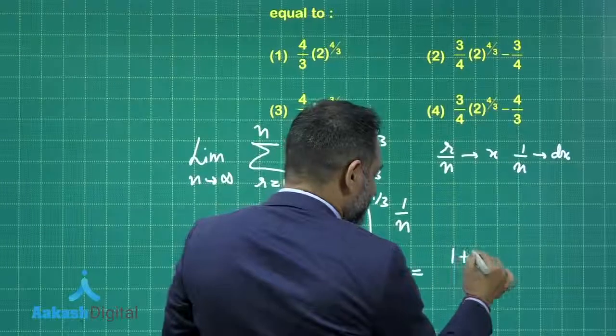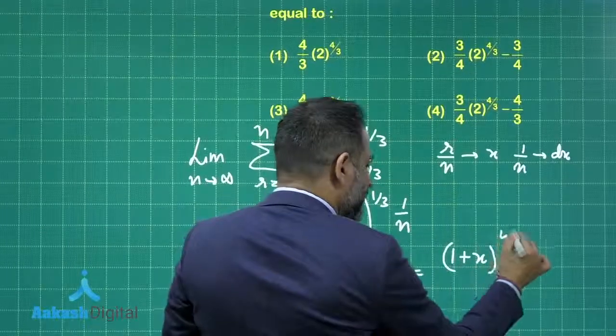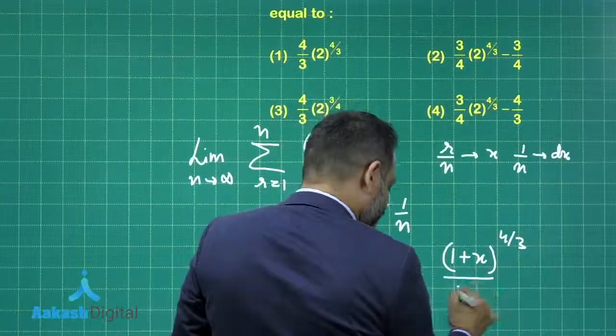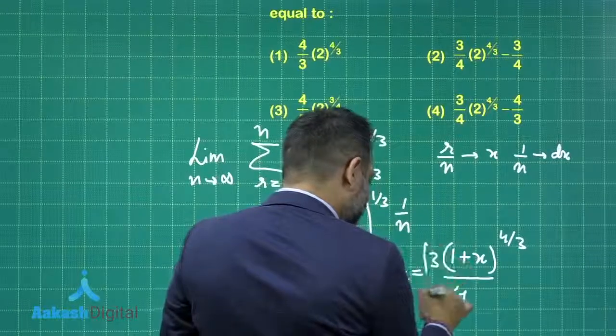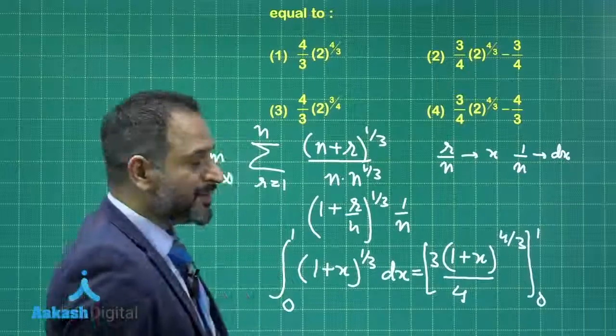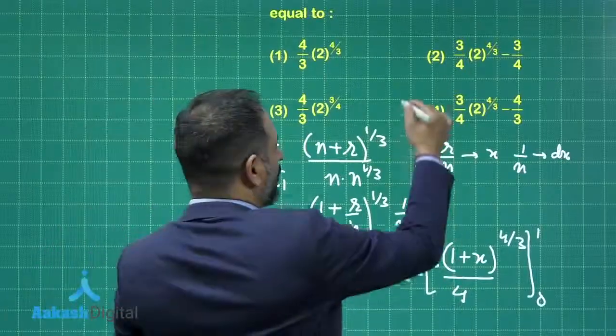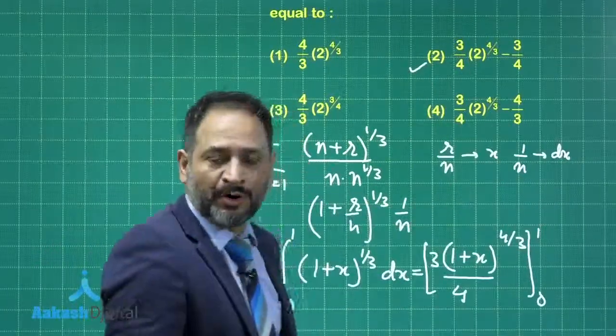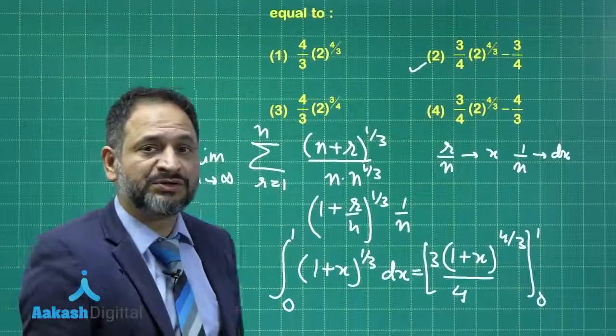We have here (1 plus x) raised to the power 4 by 3 upon 4 by 3, and definitely putting the limits from 0 to 1, you will get the second option as the correct option. Let us move on to the next problem.